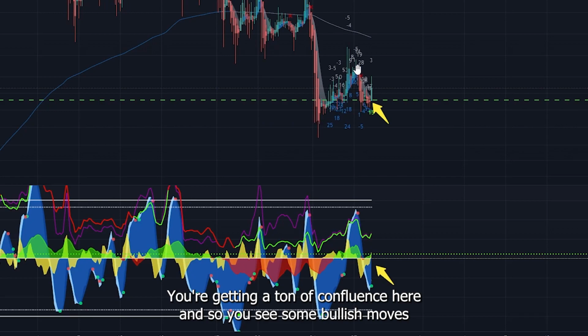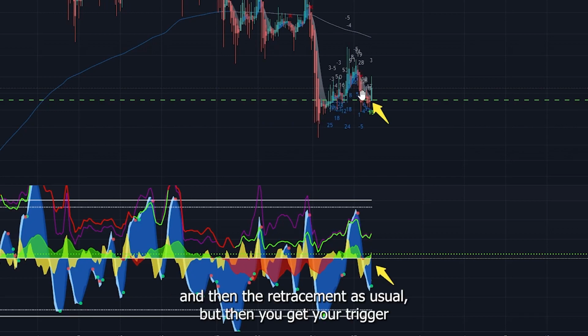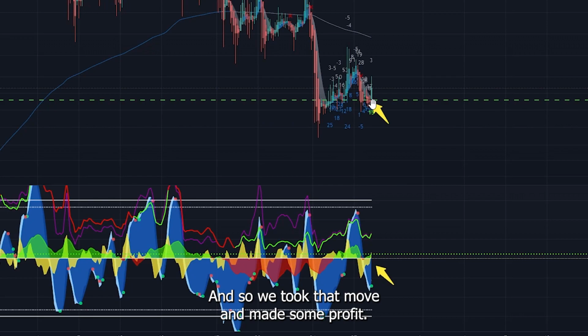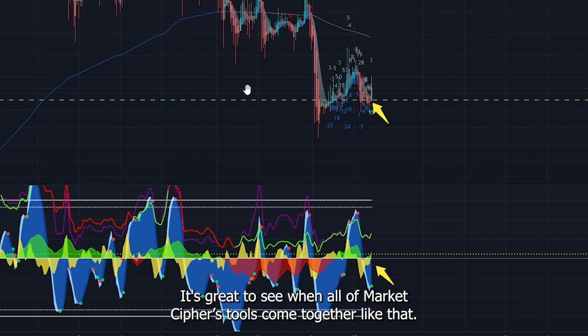And so you see some bullish moves. And then the retracement as usual. But then you get your trigger wave that paid off. And he goes, I'm in. And so he took that move and made some profit. It's great to see when all of Market Cipher's tools come together like that.